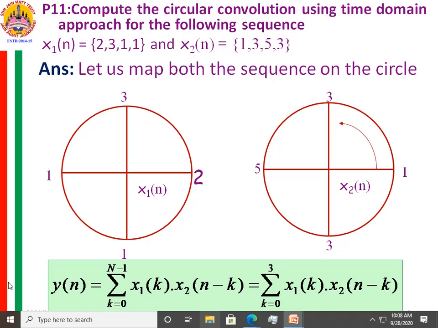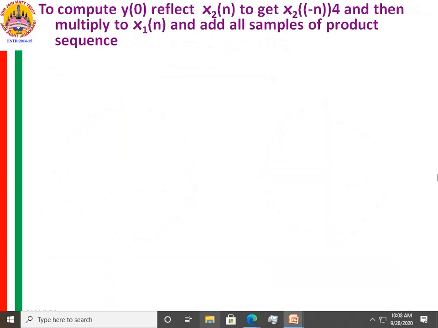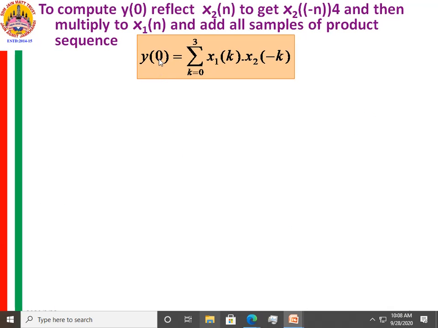x2 of n minus k depends upon the value of n for which we want to obtain the output sequence. N, the sample value for which we want to obtain the output, the instance of output for which we want to compute. So now for example, consider that n is equal to 0. At that time the equation becomes summation k from 0 to 3, x1 of k into x2 of minus k. So now I should have two circles with x1 of k and another one x2 of minus k.